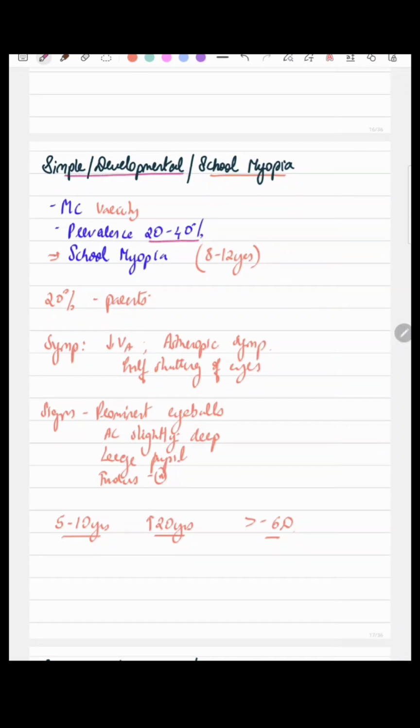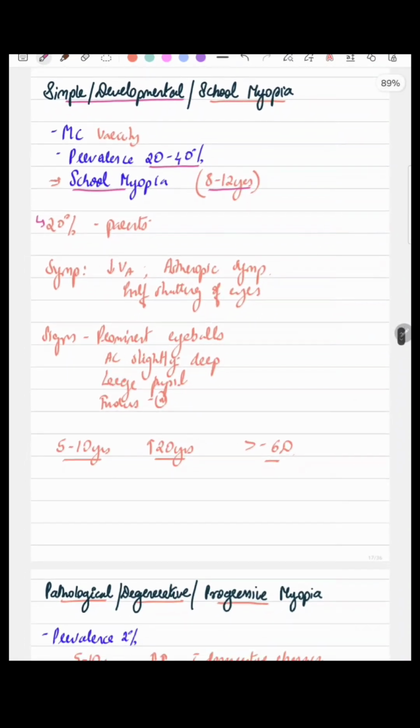Prevalence is 20 to 40%. The sharpest rise occurs at the school going age, that is 8 to 12 years, and it is also known as school myopia. 20% of children have both parents myopic. Symptoms include poor vision for distance, asthenopic symptoms, and half shutting of eyelids.